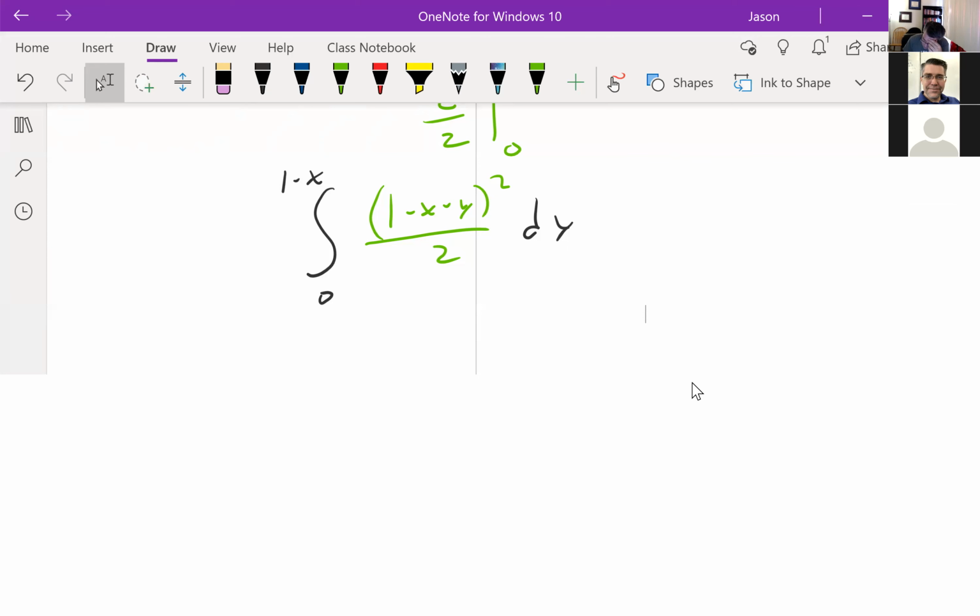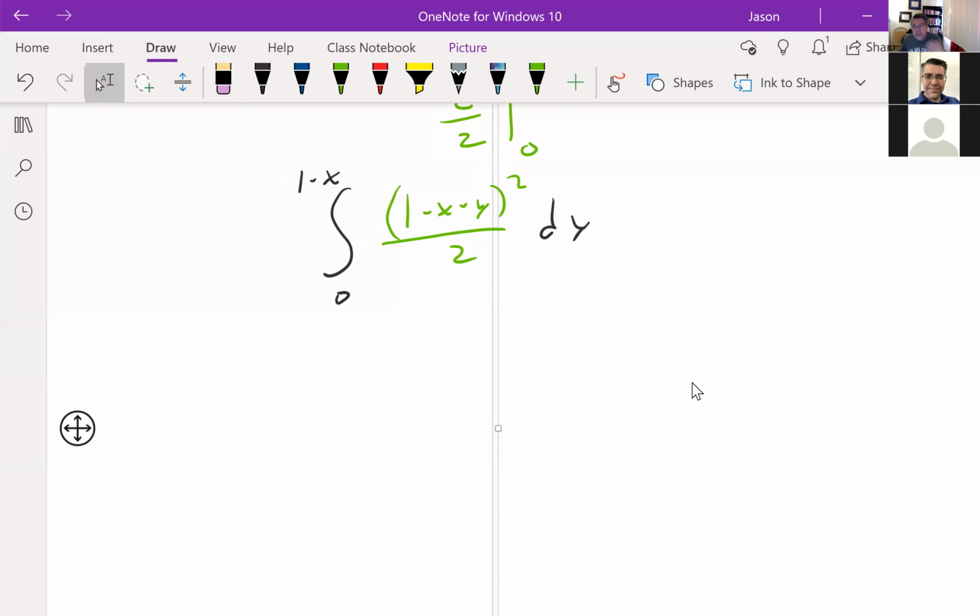Now, to me, this is kind of fun in a way. I mean, these are fun. This is why I went into math. This is just fun stuff for me.